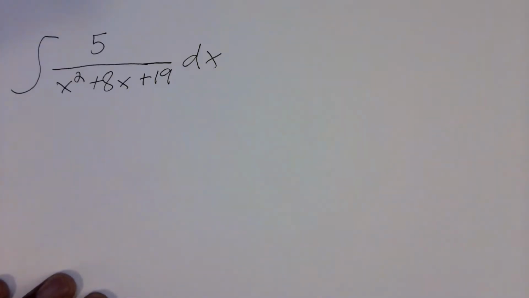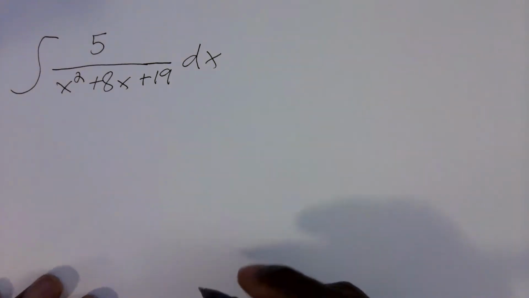Today we're going to look at some integration techniques for rational functions. I don't have a lot of time, so let's get right to it. Here the function we're trying to integrate is 5 over x squared plus 8x plus 19.